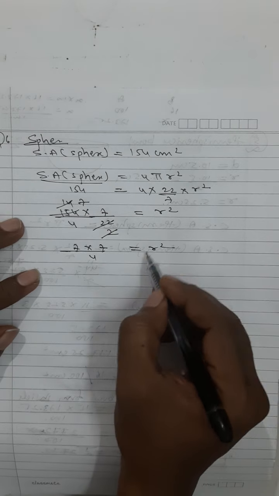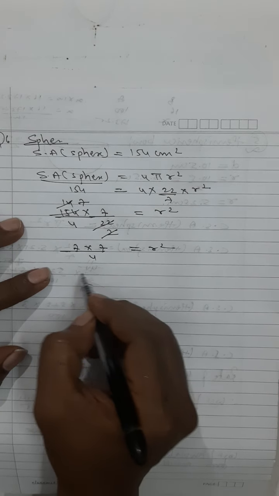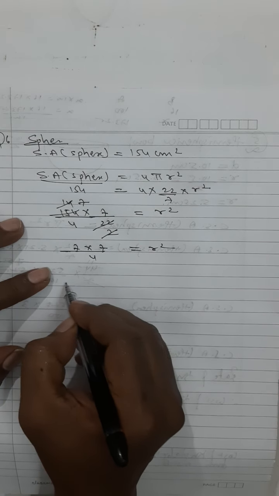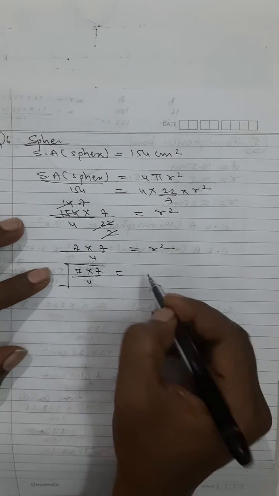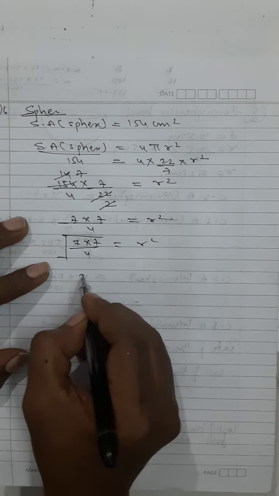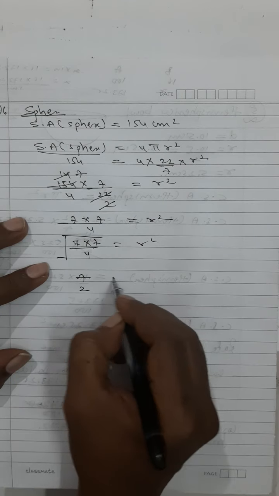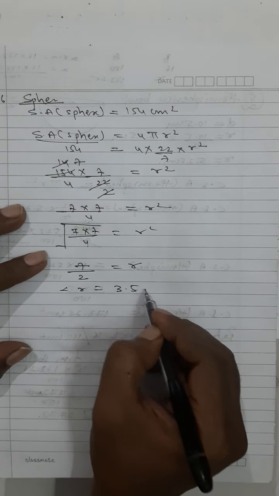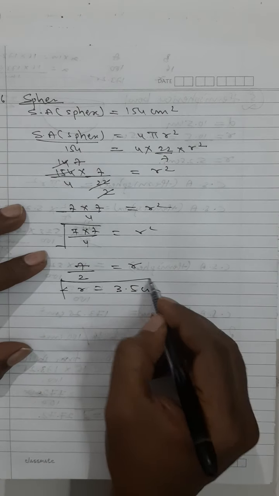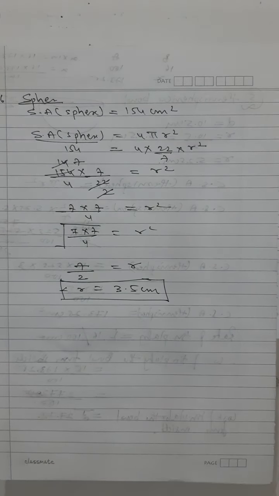Be careful, you have to take the square root of this. So taking the square root of 7 into 7 upon 4, you will take the square root of the numerator and the square root of the denominator. 7 into 7 will become 7, and the square root of 4 is 2, so that is equal to r. Therefore r is equal to 3.5 centimeter. This is your answer for question number 6. Okay, now this we have finished, and we go to question number 7.